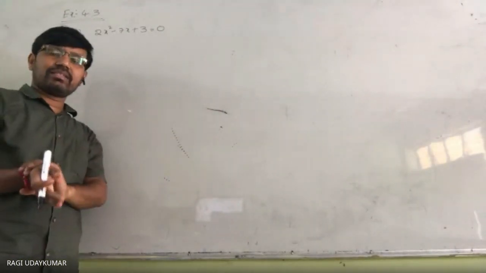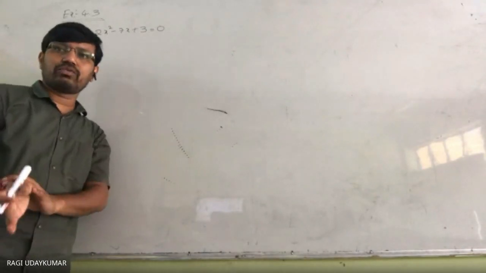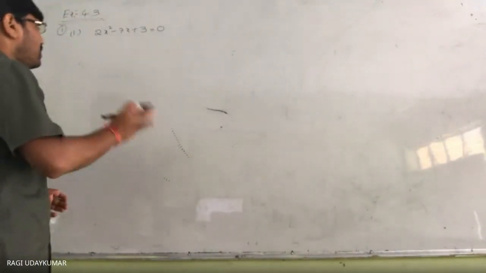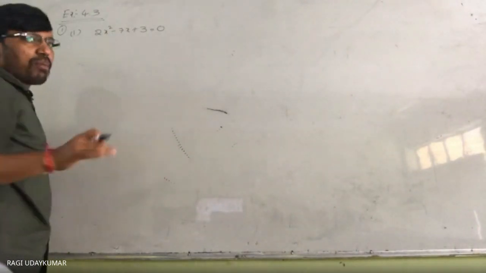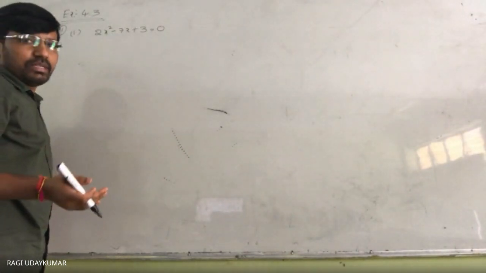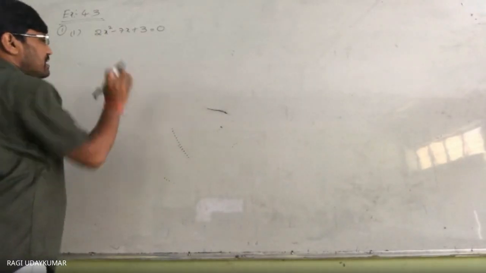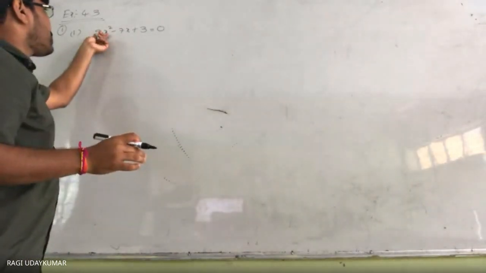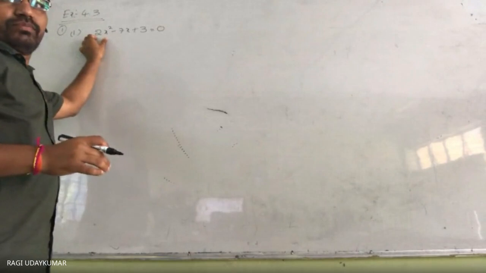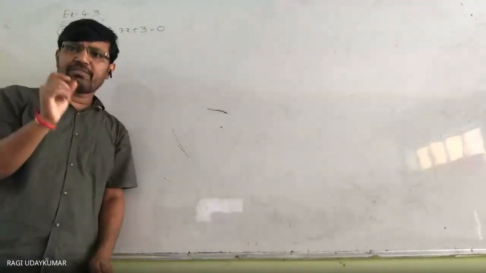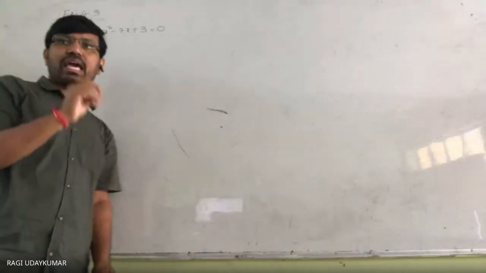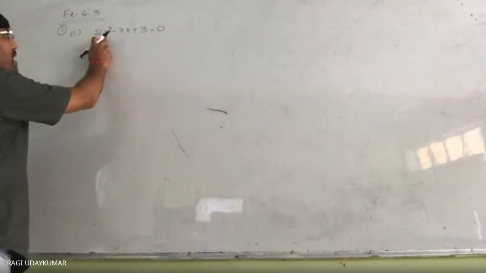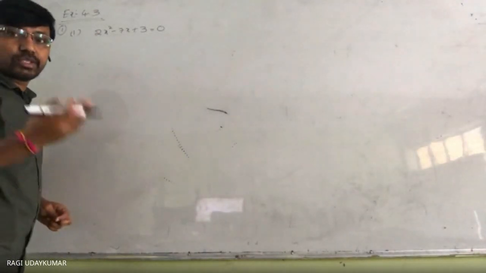So let us take this simple problem for the completing square method. In the completing square method, simply what you need to do is write it in the form of 2ab. First, you need to write the first term as a perfect square. Here we have 2x square, and 2x square is not a perfect square.